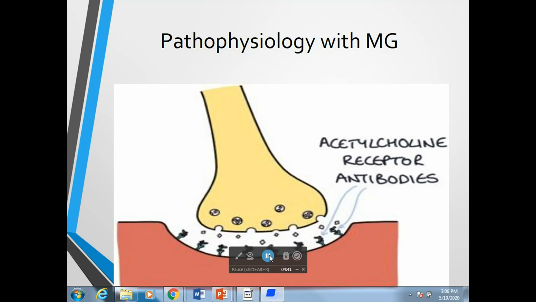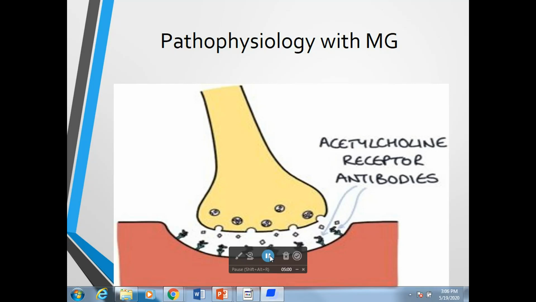So when we talk about the treatment for myasthenia gravis, that's why it's very important to remember that you have acetylcholine and you have the receptor sites, and you have to have enough receptor sites to allow the acetylcholine to go in to make the muscle contract.